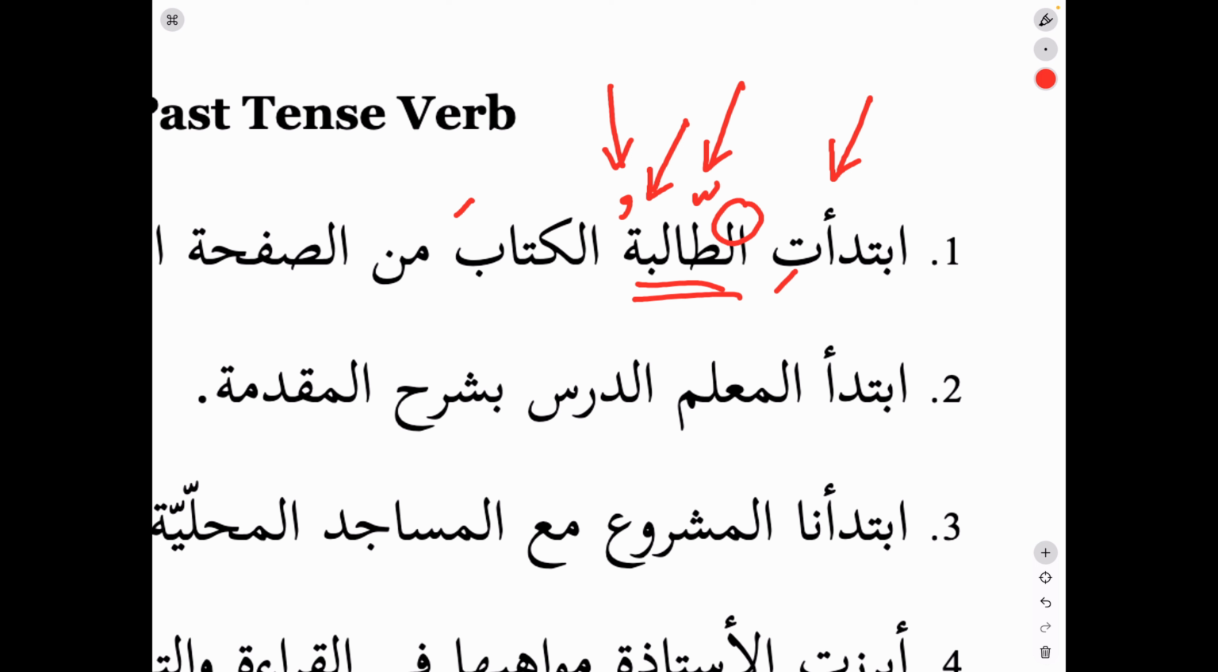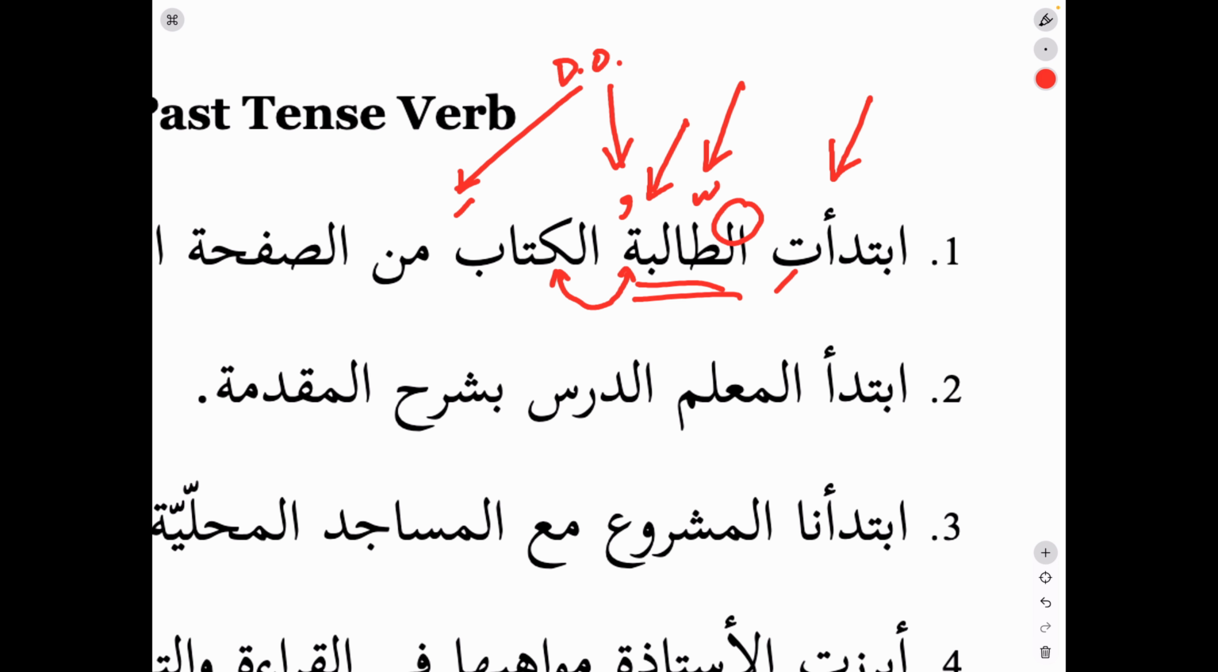So ibtada'at talibatul al-kitaba. Why al-kitaba? Likewise, we have our wasla. We must carry the sound of the dhamma on the ta'un marbuta over to the kaf. So al-talibatul kitab. And it is al-kitaba. Why? Because it is the direct object. It is receiving the action of ibtada'at.